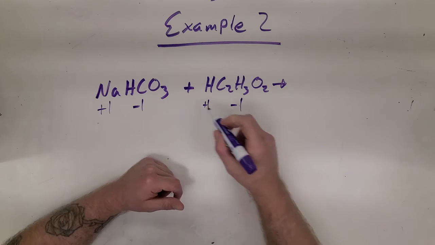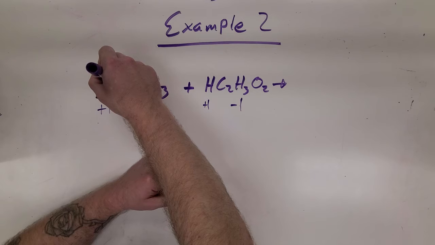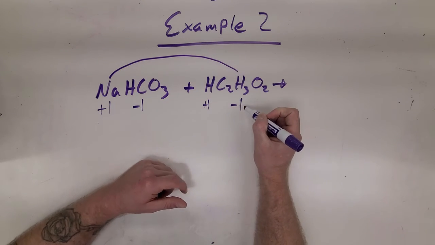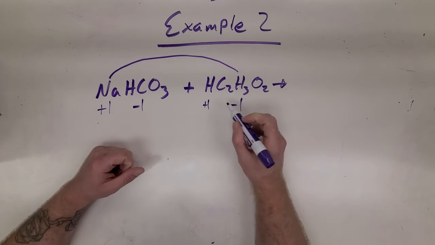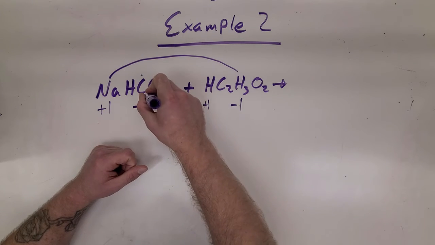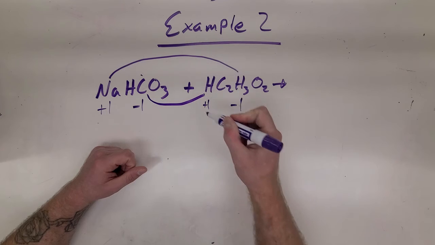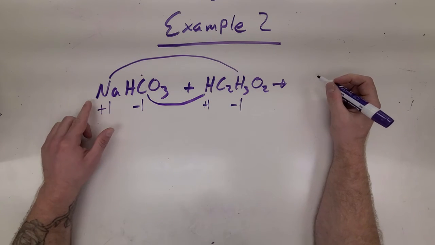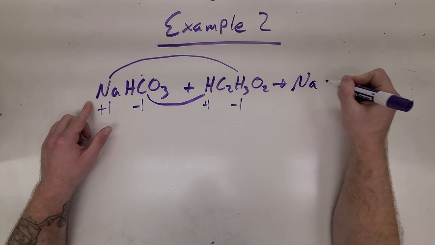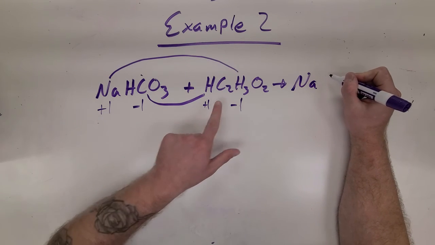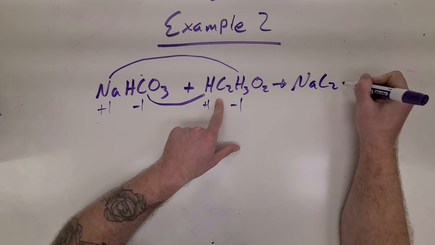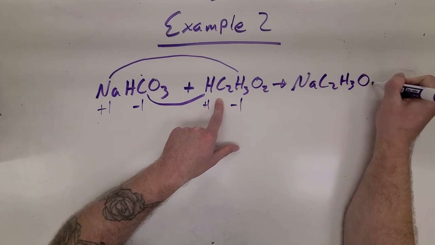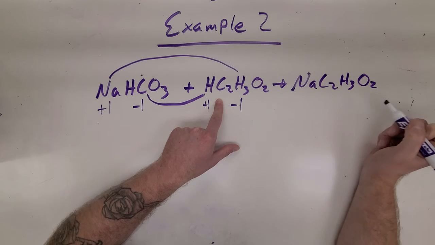So we take a quick look here. We follow: sodium is going to bond with the negative over here because it's positive. Bicarbonate, oops, let's go down here, is going to bond with whatever's positive over here because it's negative. So we are going to have NaC2H3O2, sodium acetate.